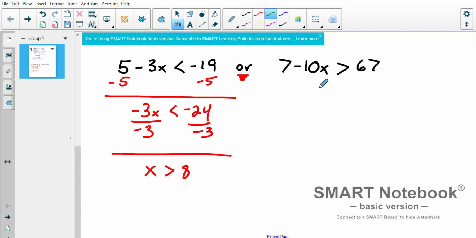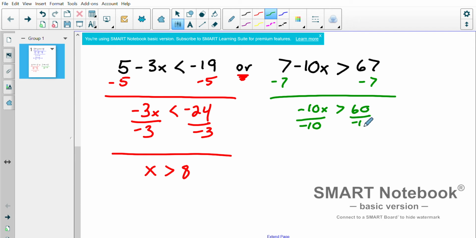Then let's solve the second inequality. Subtract 7 from both sides. Negative 10x is greater than 60. Divide both sides by negative 10. And flip your inequality again, x is less than negative 6.